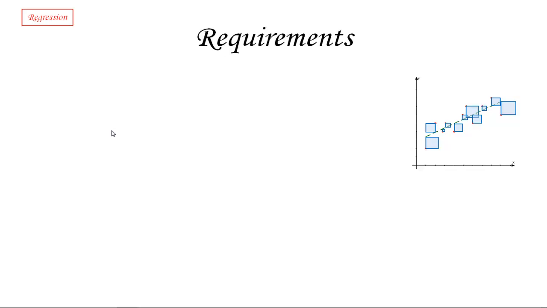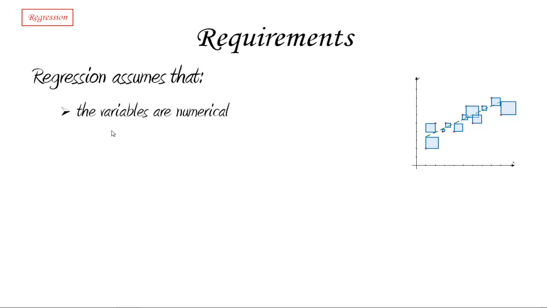So what are the requirements for this technique? What are the assumptions that we're making and on which we hope to base a correct estimate of this regression line? Well, the regression technique assumes the following. First of all, the variables have to be numerical. As I said, you can use it with ordinal ones at your own risk. Okay? The second one is that the relationship has to be linear.